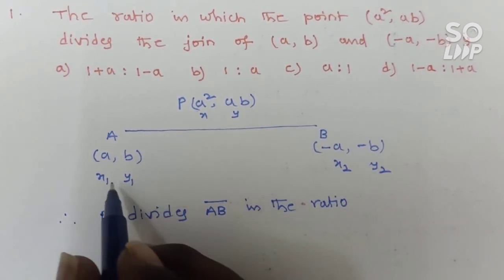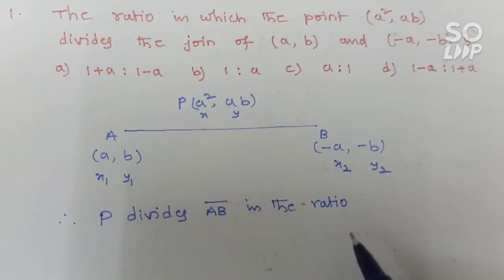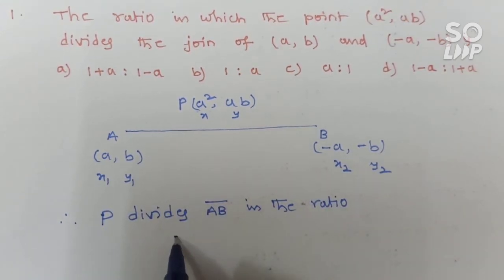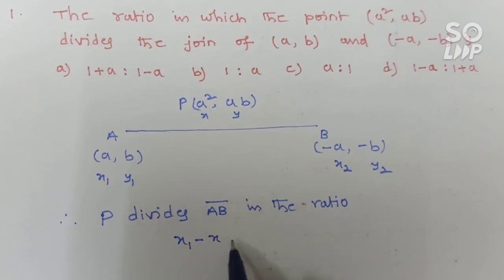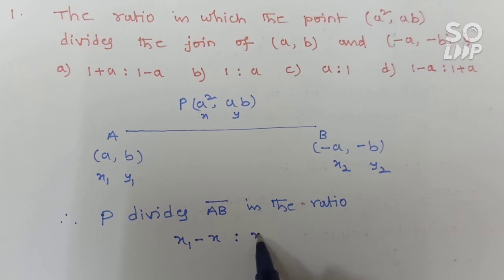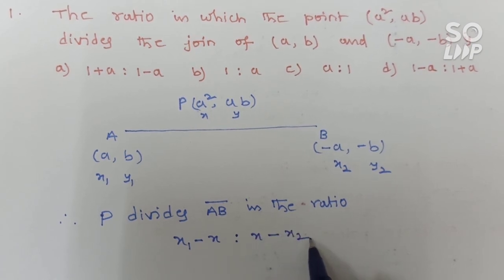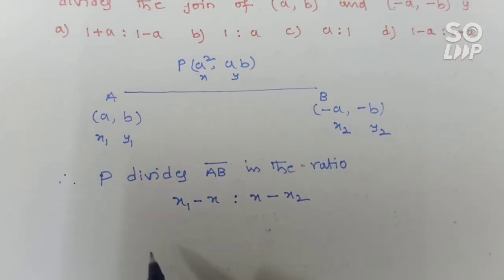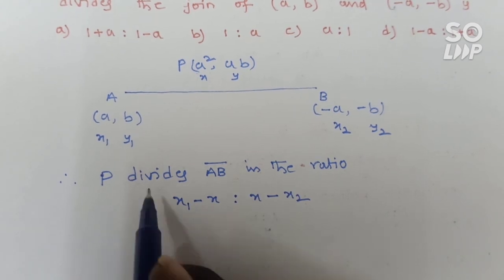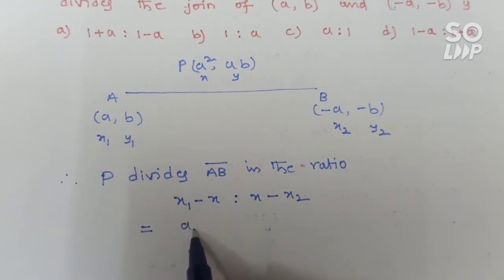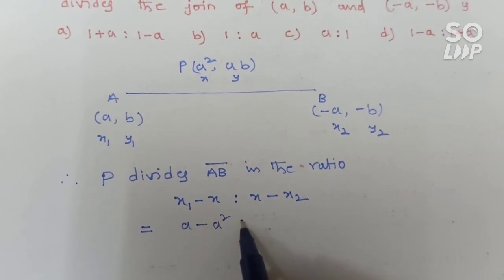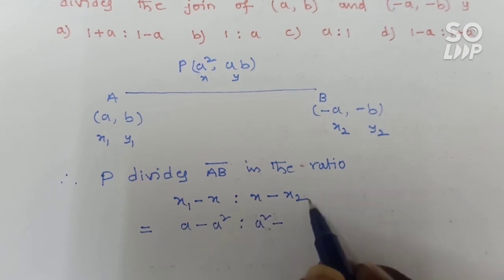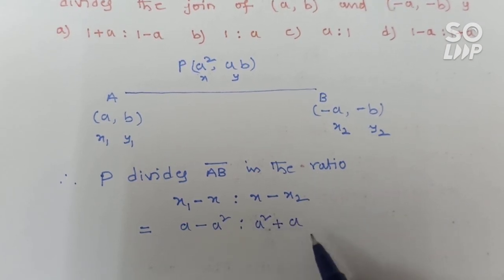I told you two formulas: one in terms of the x coordinates or one in terms of the y coordinates. So here I am taking the x coordinates. What is that formula? (x1 minus x) is to (x minus x2), that equals, here x1 is a, so a minus x is a minus a square, is to a square minus x2, which is a square minus minus a, that is a square plus a.